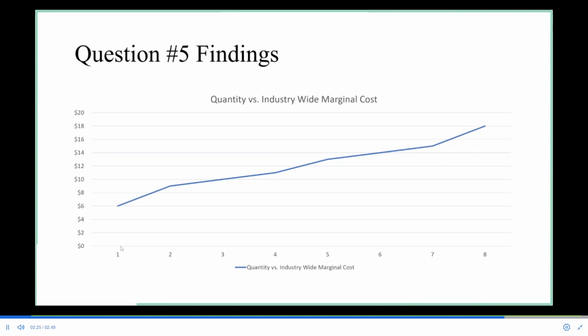We can see that at a quantity of 1, the marginal cost will be $6. At a quantity of 2, it will be $9. And then again, at a quantity of 8, it will be $18. So we can see this plotted out on a graph very nicely.